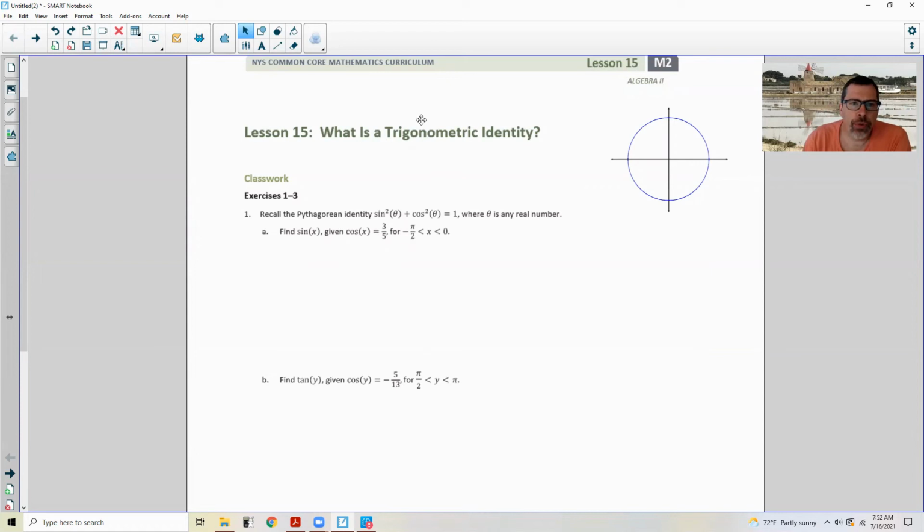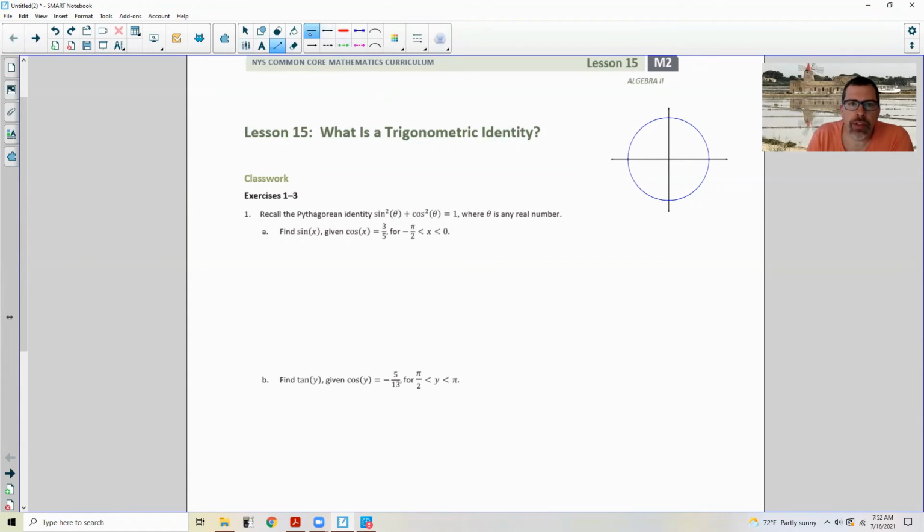Exercise 1 through 3 says, recall the Pythagorean identity. Sine squared theta plus cosine squared theta equals 1, where theta is any real number. Find the sine of x, given that cosine of x is 3/5, for x being between 0 and negative pi over 2.